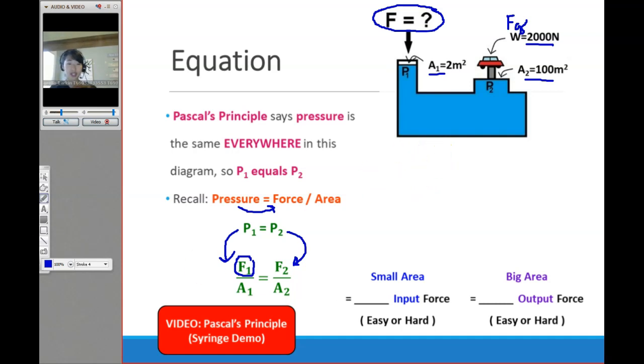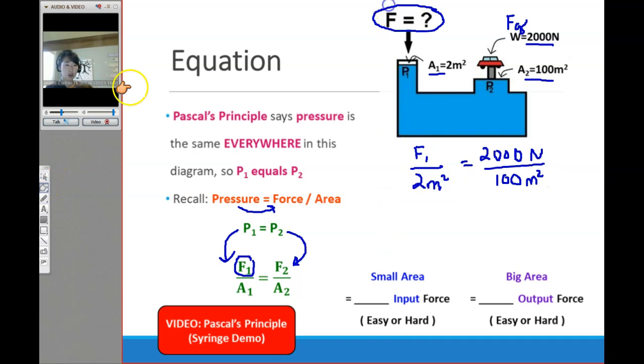So let's go ahead and start plugging this in. Force is going to be F1, which we don't know yet, divided by the area of side 1, which is 2 meters squared, equals, on the other side, the force of the car, which is 2,000 newtons, divided by the area of the car, which is 100 meters squared. Give me a thumbs up if it's making sense where I'm getting these numbers from. The data on the left comes from side 1 over here. The data on the right comes from side 2 over here, the car side. So now all we need to do is a little bit of math.